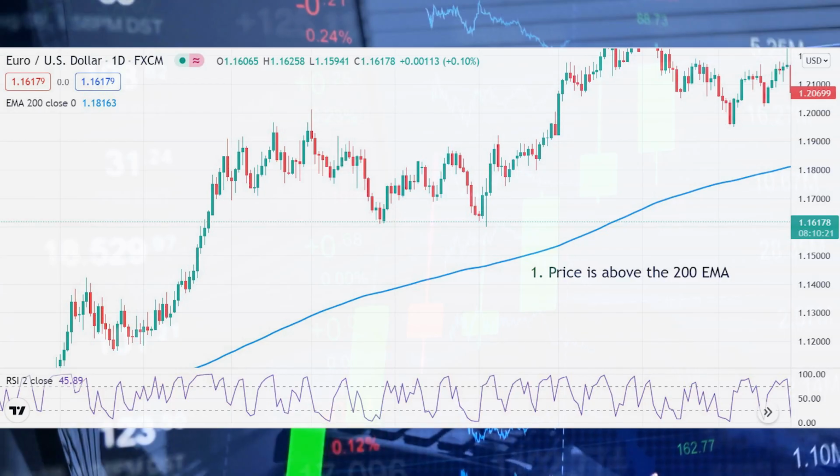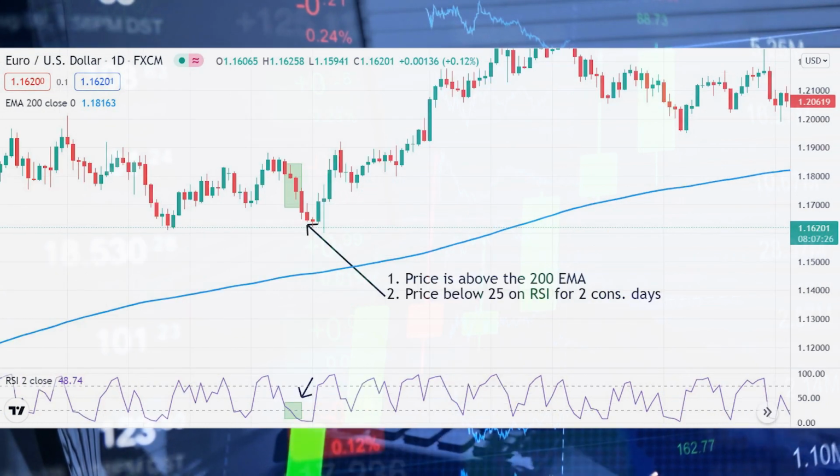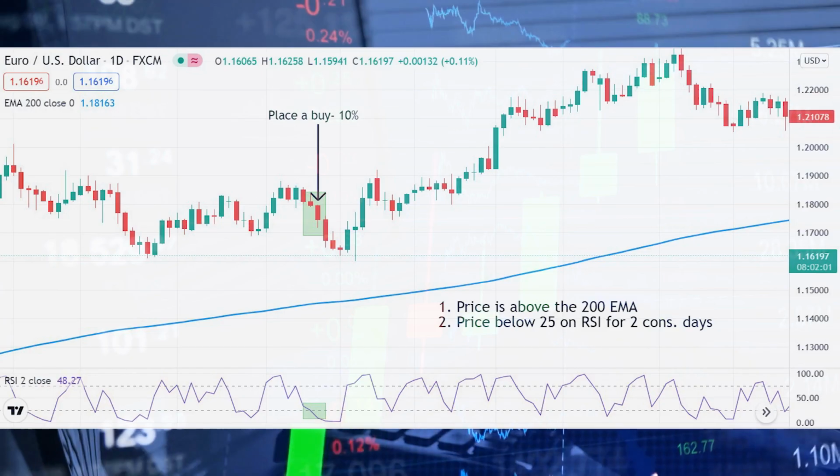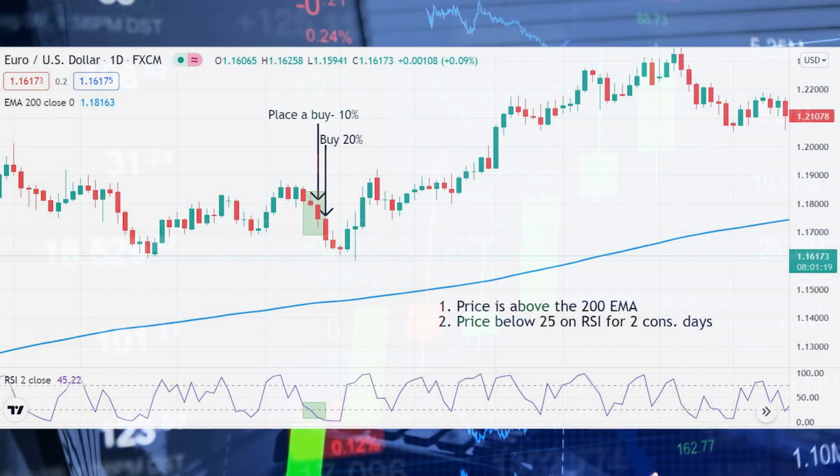Now, the rules for buy trades are as follows. Price must be above the 200 EMA, and the RSI must be below 25 for 2 consecutive days. Once these conditions are met, you enter 10% of your trade on the close of the second day. On the third day, if price closes below the previous day's trade entry price, you enter another buy trade equating to 20% of your position.